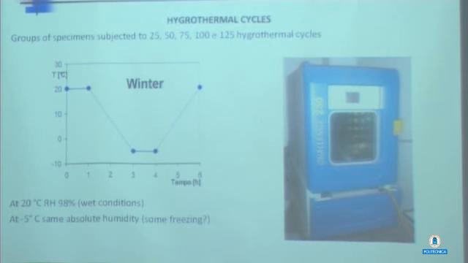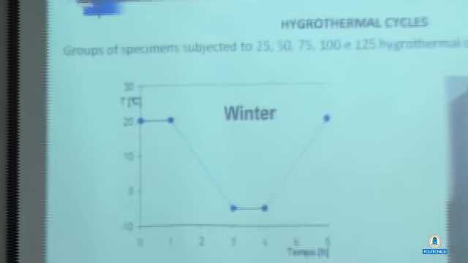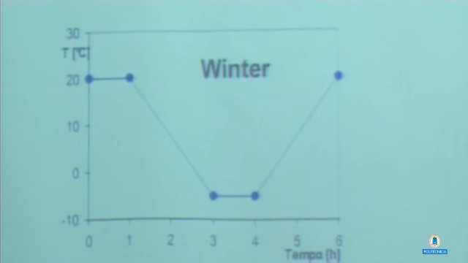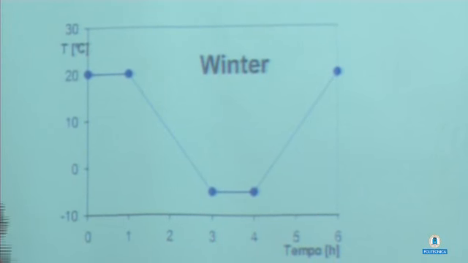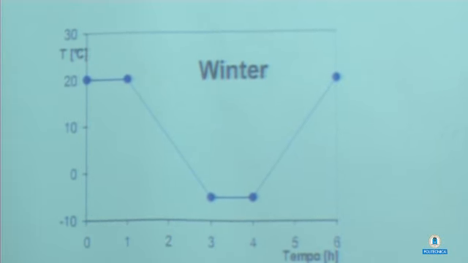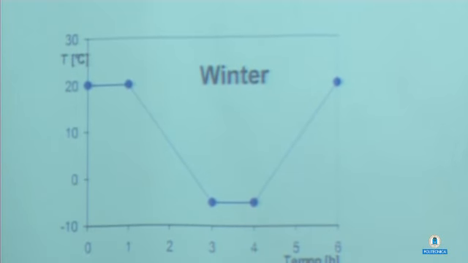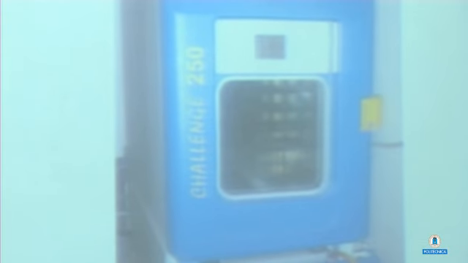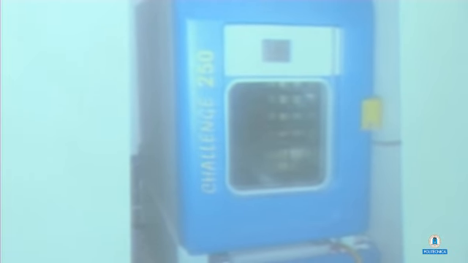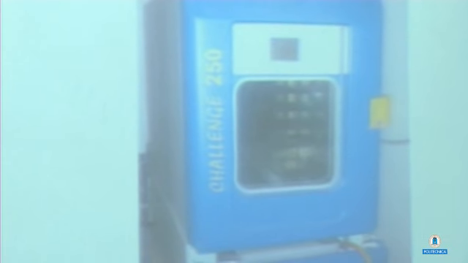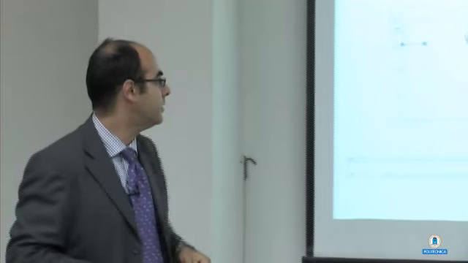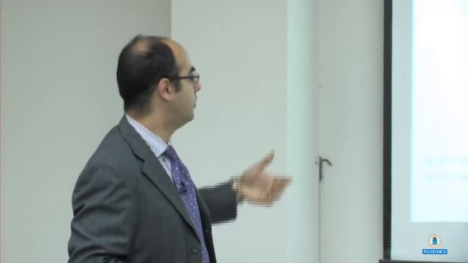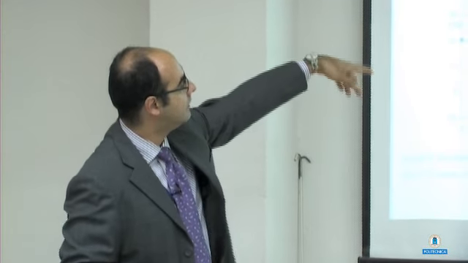They were representative of a typical winter condition, day and night, in the Italian climate. We have 20 degrees with a very high relative humidity. It simulates the fact that it has rained and there is some layer of water there. After that, when the temperature goes down at night, this water freezes and may penetrate the cracks and cause expansion. So we performed several groups of cycles: 25, as written there, 50, and up to 125 cycles.